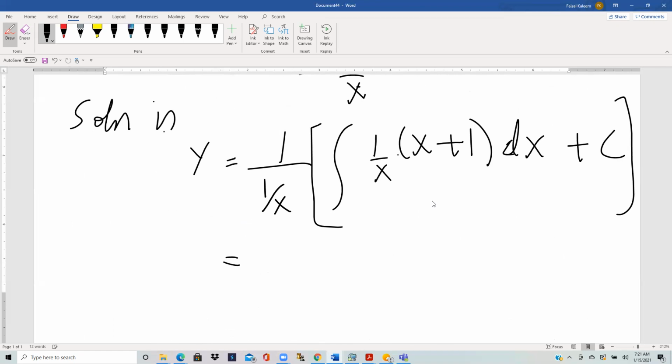Now 1 over x is just x, and then you distribute this 1 over x onto the x plus 1. So 1 over x times x is just 1. And then 1 over x times 1 is 1 over x.